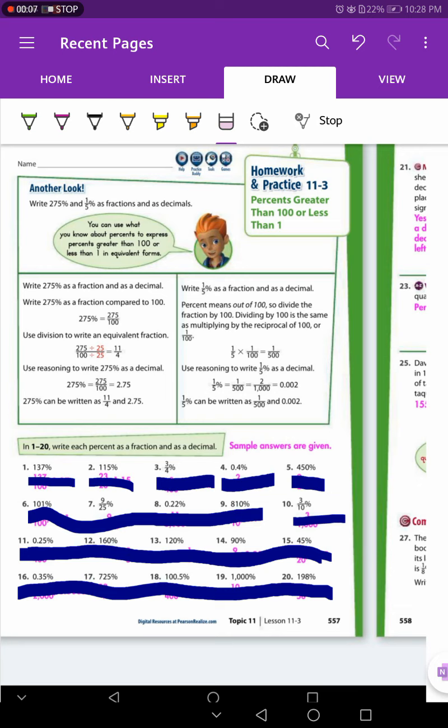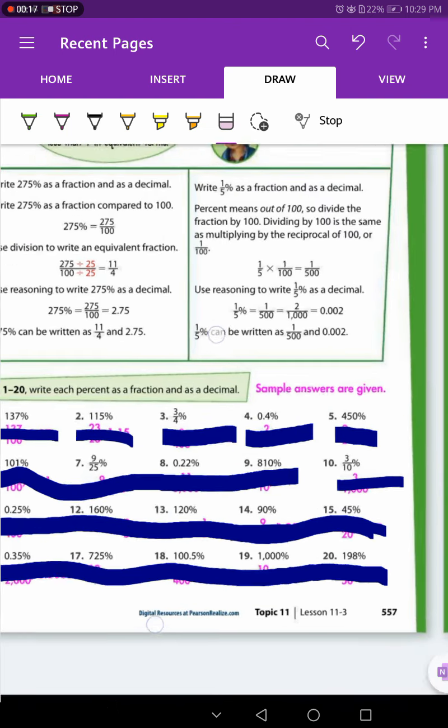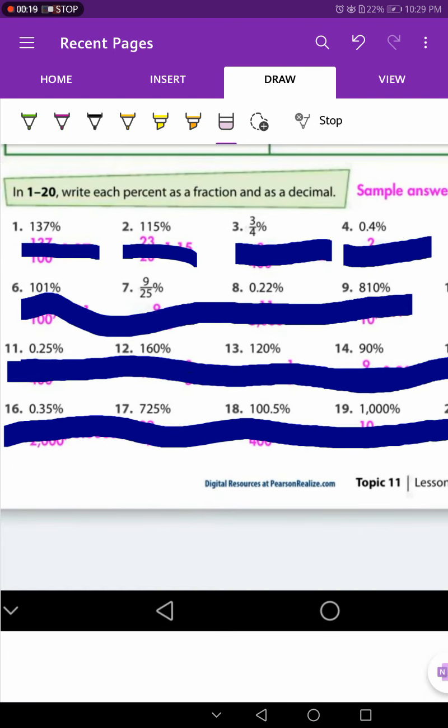Our mission today: solve the homework and practice 11-3, percents greater than 100 or less than 1. I will start with question number 1 here.